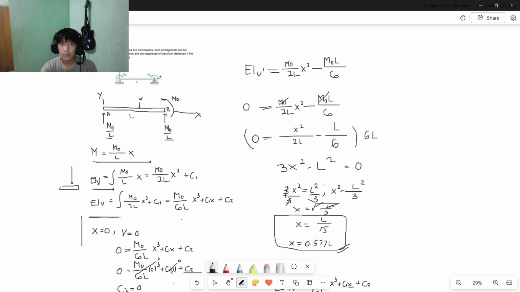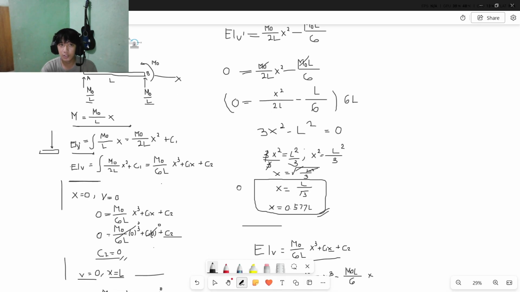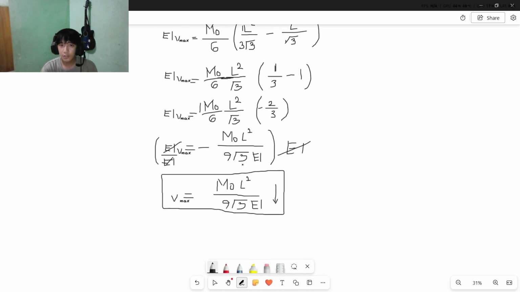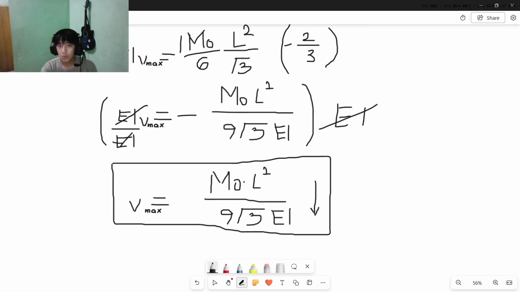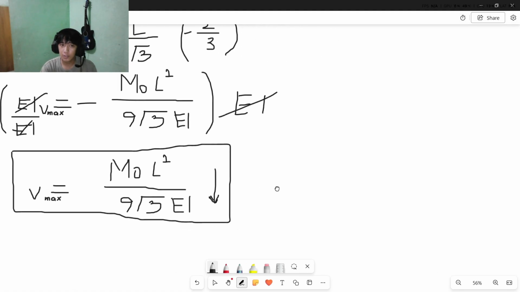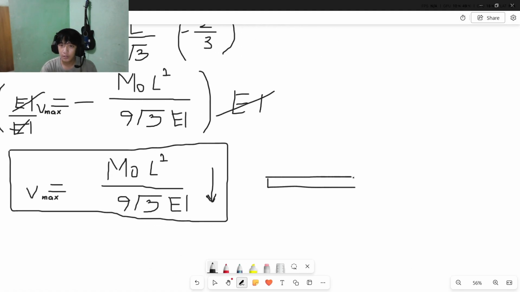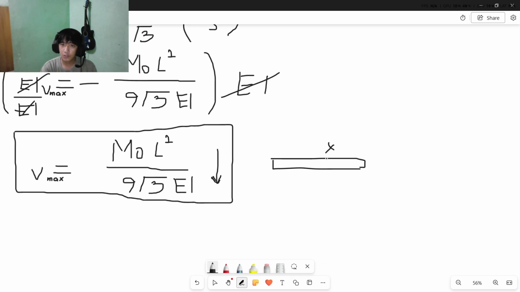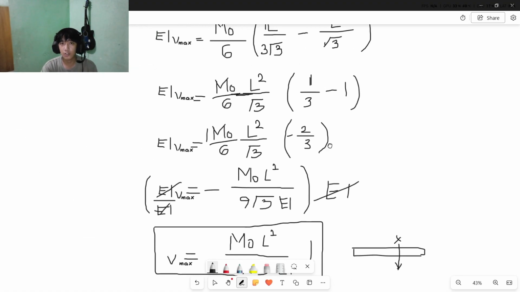Magnitude of the maximum deflection when the moment on the left support is removed is going to be equal to m sub o times L squared over 9 times the square root of 3 multiplied by the flexural rigidity, in the downward direction, meaning from our beam, at point x, our maximum deflection is going down. So that's it, and thank you for listening.